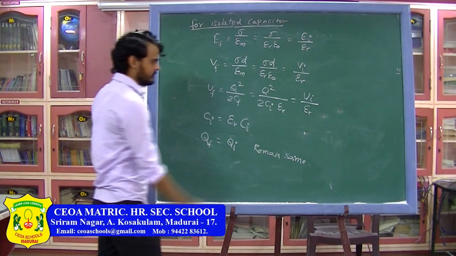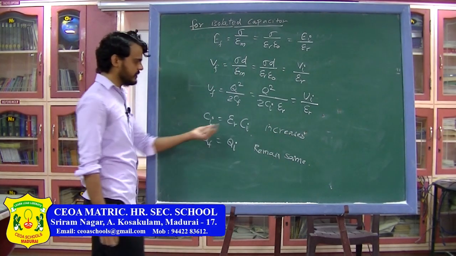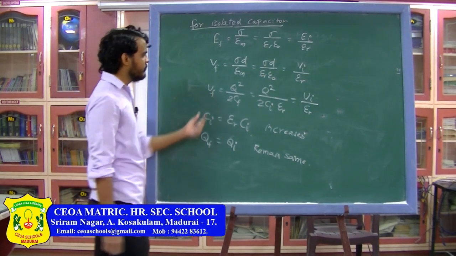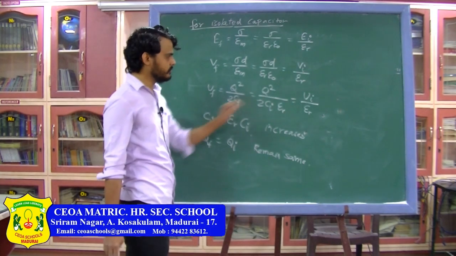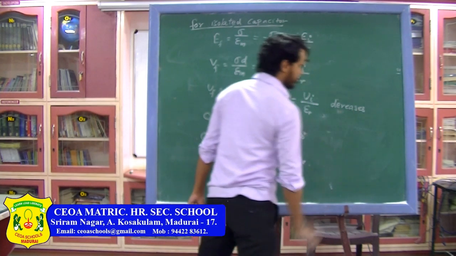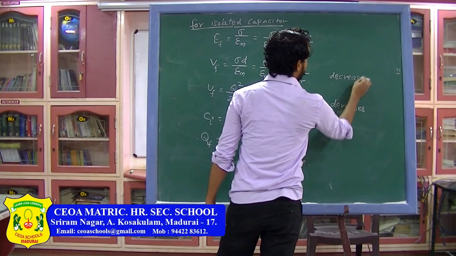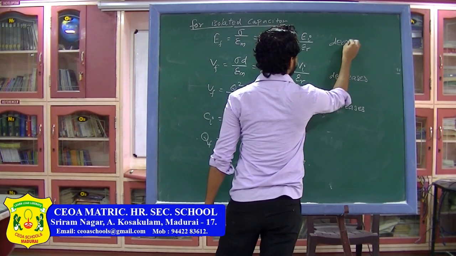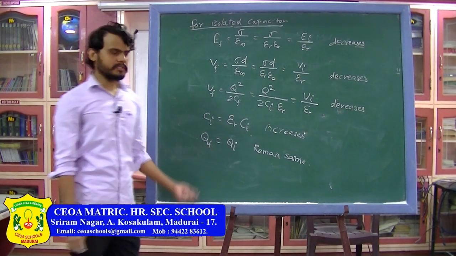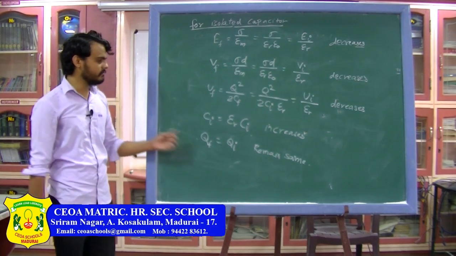Capacitance increases. As you can see here, the final capacitance has become epsilon r times the initial capacitance. What happens to the potential energy? Here you can see potential energy decreases. Similarly, potential also decreases and electric field also decreases. So these are the results for an isolated capacitor with a dielectric medium.